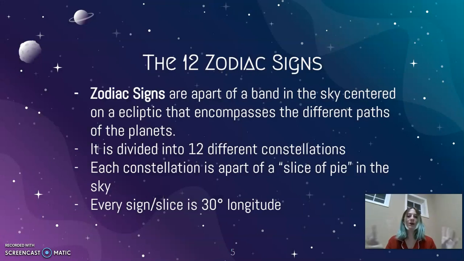So, there are 12 zodiac signs. Zodiac signs are a part of a band in the sky centered on an ecliptic that encompasses the different paths of the planets. It is divided into 12 different constellations. Each constellation is a part of a slice of pie in the sky. Every pie is 30 degrees longitude.